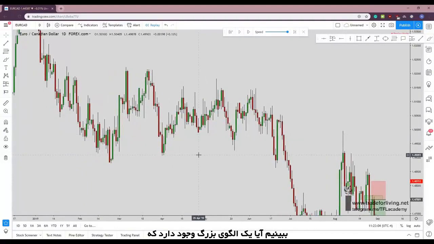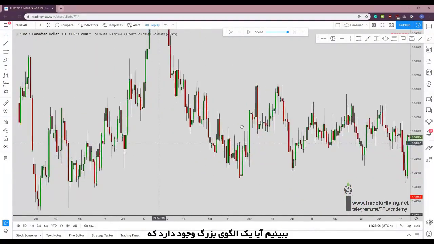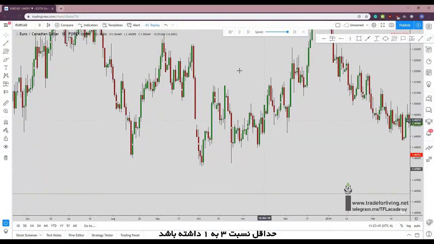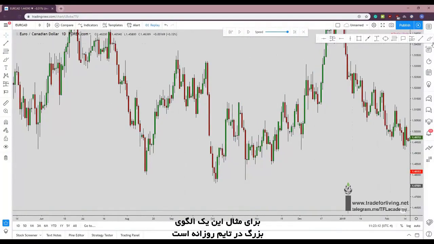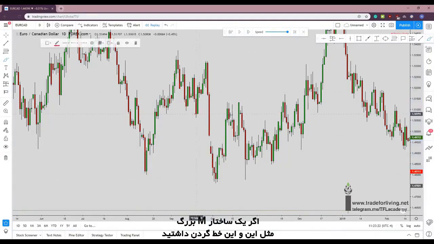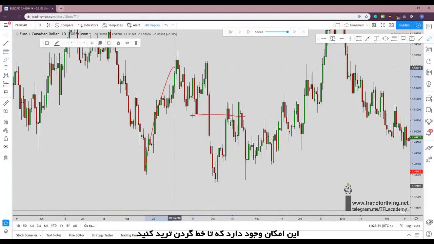Let's see if we have a pattern in which we have at least the possibility to have a big pattern and have at least a 1 to 3. For example, this is a very big pattern on the daily time frame. This is a very big M formation here in the daily time frame. So if you have a big M formation like this with a neckline here, you have the possibility to take the trade to the neckline.